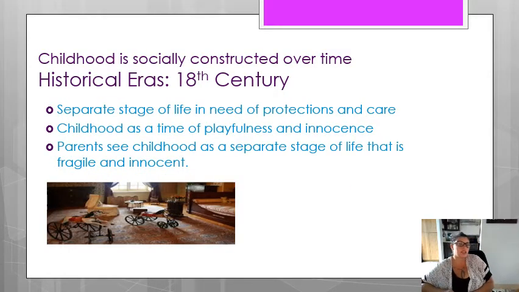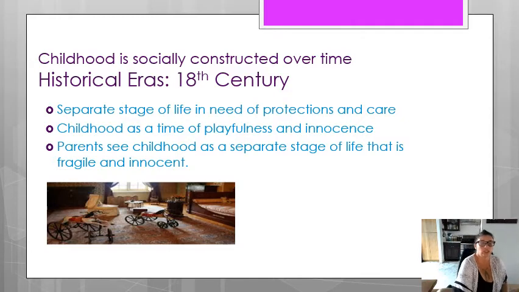So in the early 18th century, right, as we see childhood socially constructed over time continue to change, you start to see separate stages and this idea that there are different stages: infancy, toddlerhood, youth, adolescence, and that children needed more protection based on those different stages of life. Like an infant needs more protection than a toddler. A toddler needs more protection than a youth.